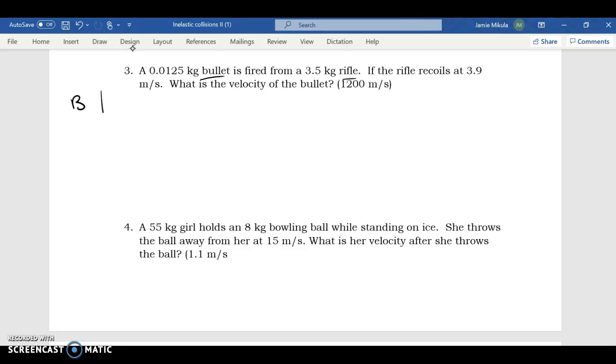So I'm going to say bullet and rifle. All right, they start together. The bullet is inside the rifle, and after it's shot, we're going to have a mass and velocity for both. So the mass of the bullet is 0.0125. The mass of the rifle is 3.5. The rifle recoils at 3.9 meters per second.